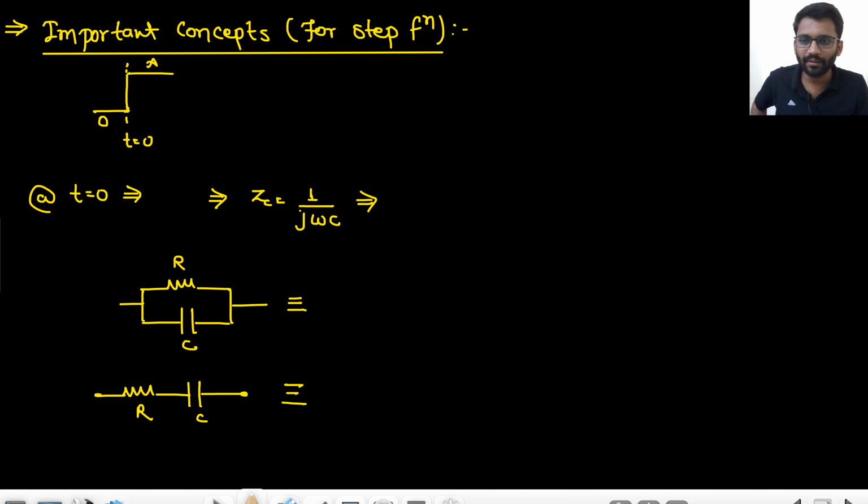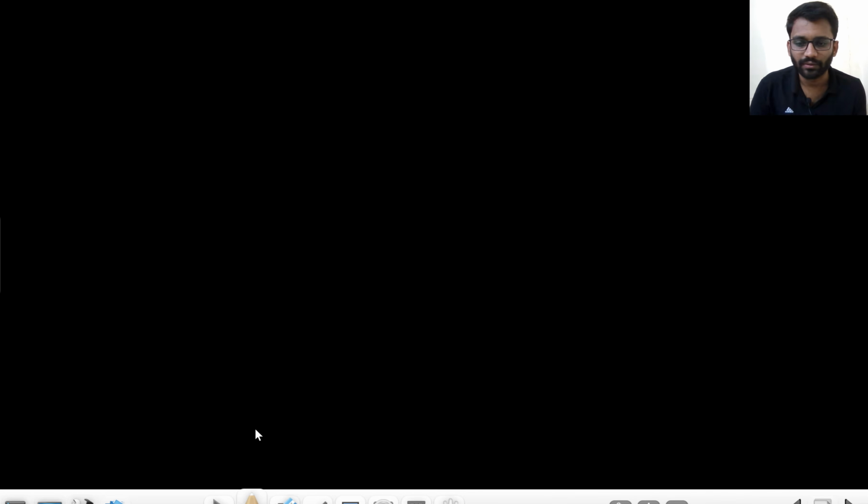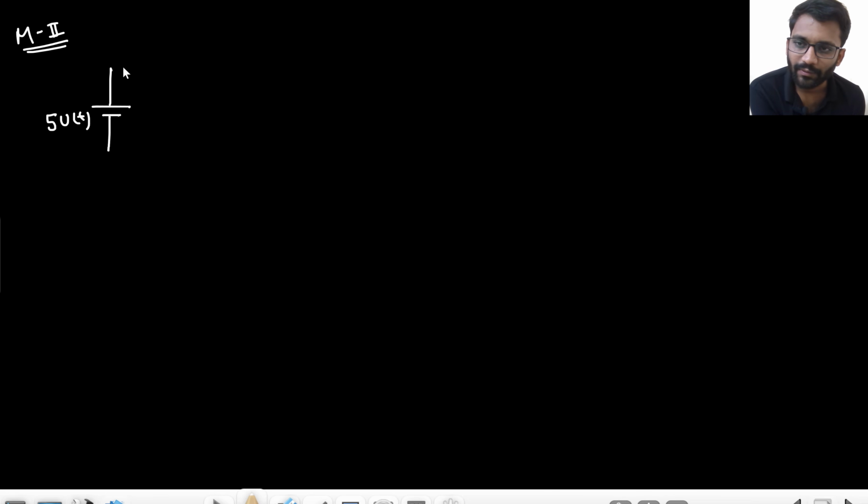Now let's talk about method 2. Okay, let me add a page. So let's talk about method 2. Okay, so this was your circuit, 5 ut, C1 and this is C2. Here we will use equations actually. This is VC1, this is VC2.